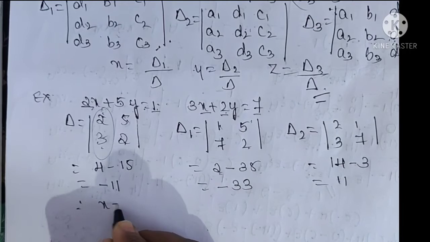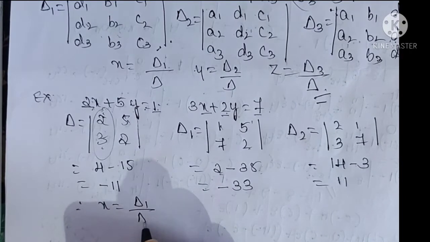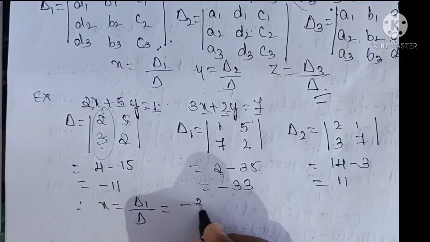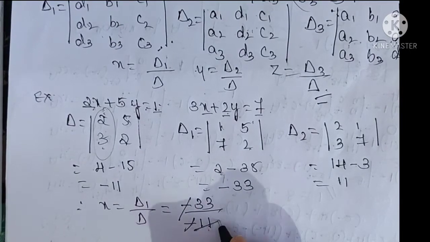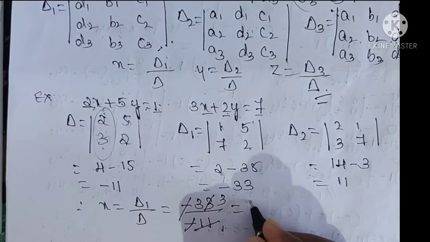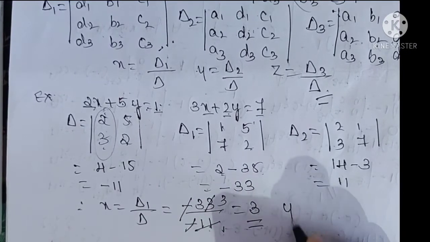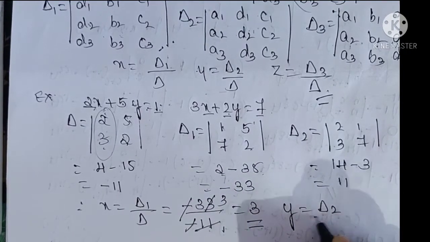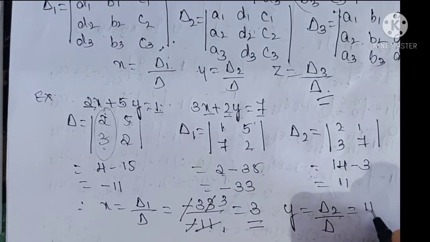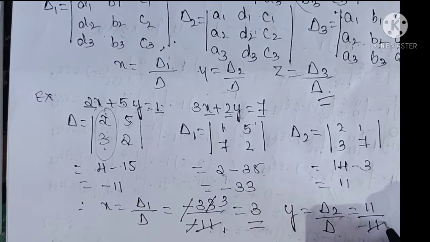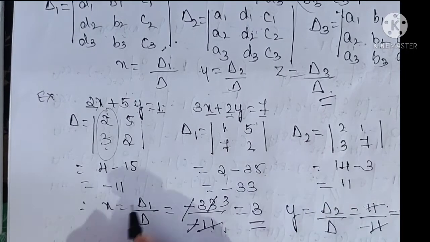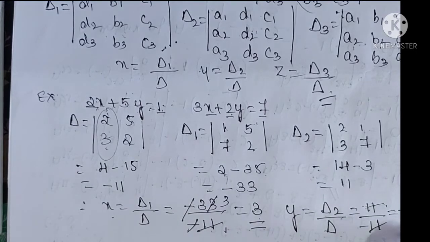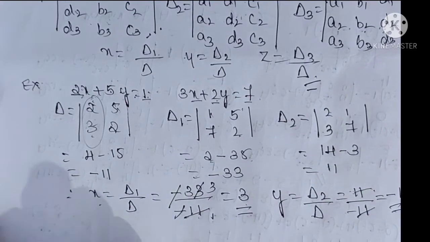Therefore x equals delta 1 by delta. The delta 1 value is minus 33 divided by minus 11. The minus signs cancel, and 11 threes are 33, so x equals 3. y equals delta 2 by delta. The delta 2 value is 11, divided by minus 11. The 11s cancel, and 1 divided by minus 1 is minus 1. Therefore x is 3 and y is minus 1. Next example.